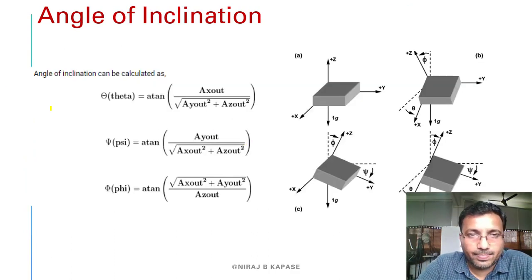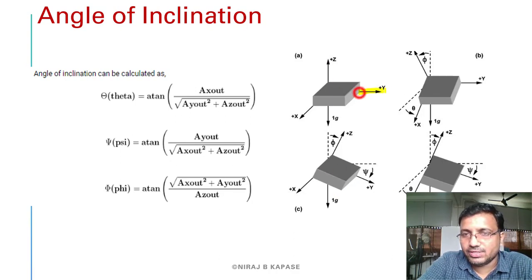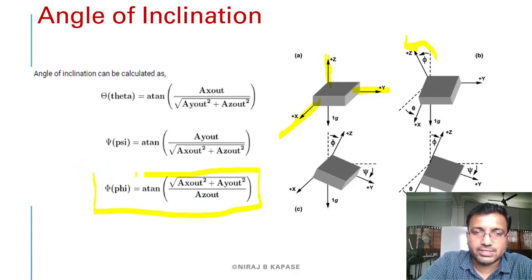Again, we can calculate theta, psi and phi as well by using the angle of inclinations. So theta is the angle of inclination. Here this represents the theta, phi and psi. So this is the x, y and z position. On this axis there is y, on this axis there is x, and on the top and bottom there is z. So if the z tilts, z is phi, so phi is AX out plus AY out square divided by AZ out square. This is the equation for phi. We can note down this equation.